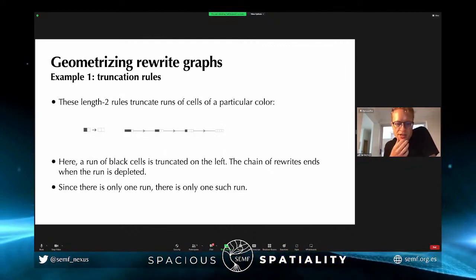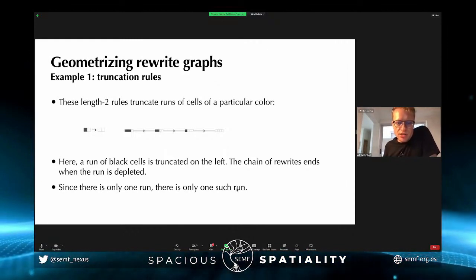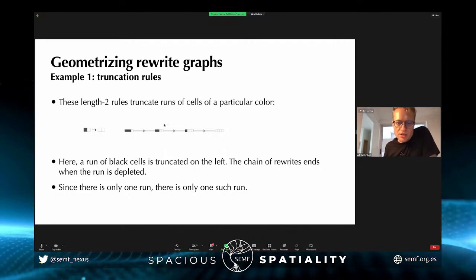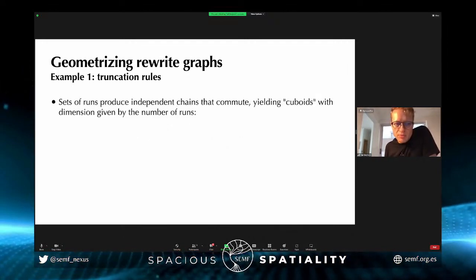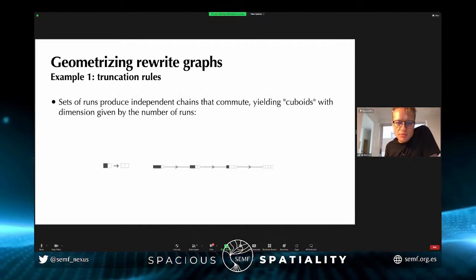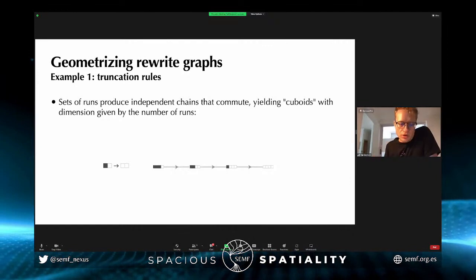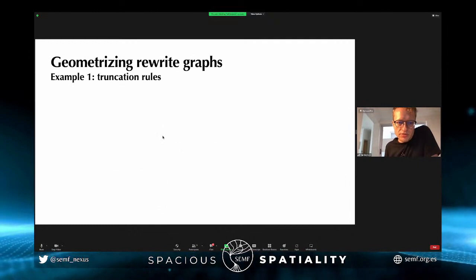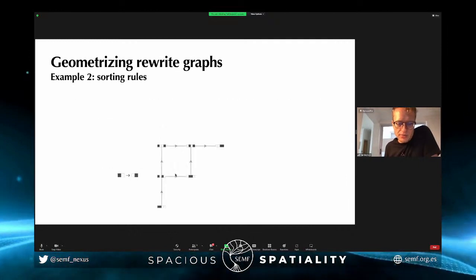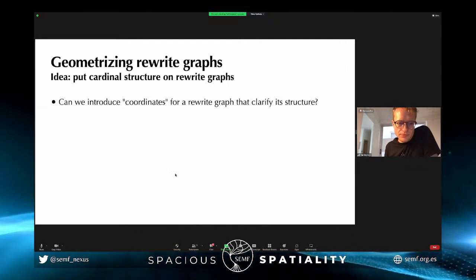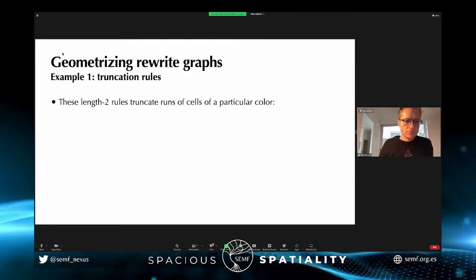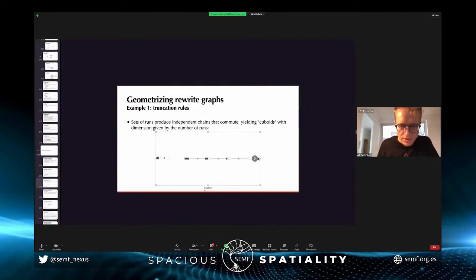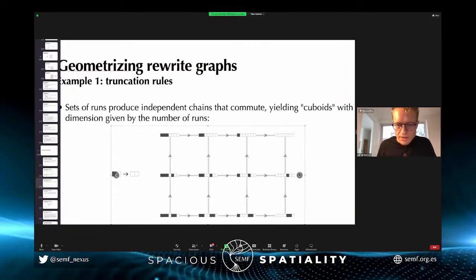Because there's only one run here, so this should say there's only one line. Because there's only one run of black cells, this line is kind of one dimensional. But if there are multiple runs, then we get multiple orthogonal, quote unquote, directions in the resulting graph. Let's look at an example of that. Sorry, my animation didn't work there for some reason. Yeah, here we go. I'll just do it like this.